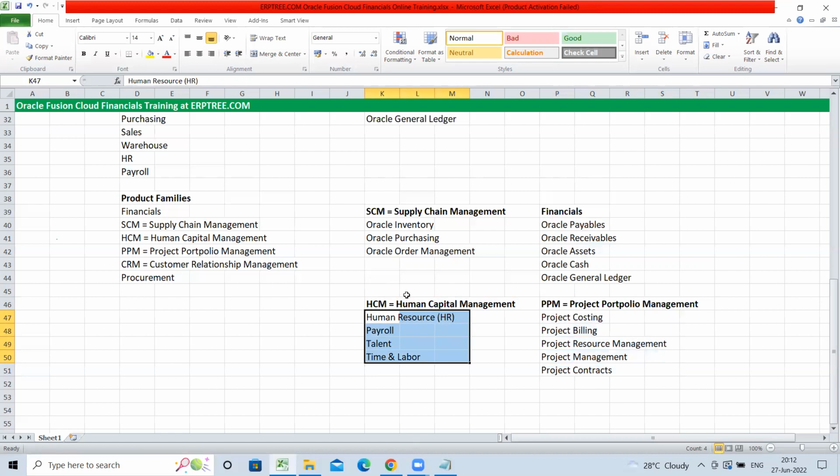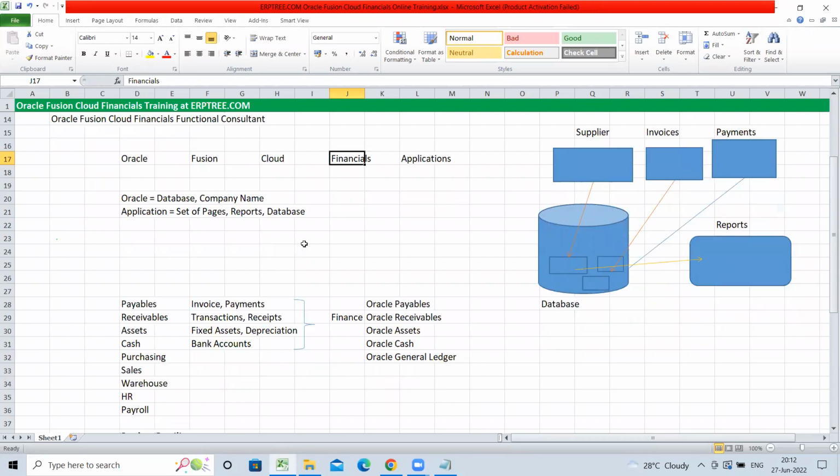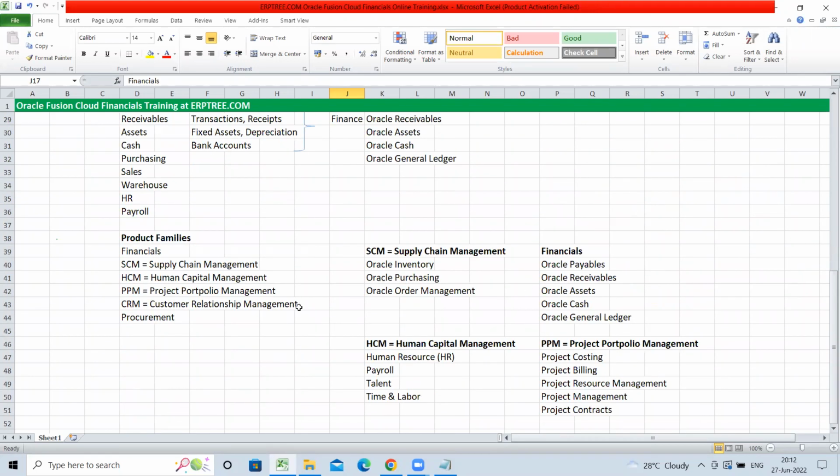In our course, what are we going to learn? We are going to learn financials. Our course name is Oracle Fusion Cloud Financials. Oracle offers many product families, but we are going to learn one of them, financials. Out of all these product families, there is huge demand in the market for financials only. The first priority goes to financials.